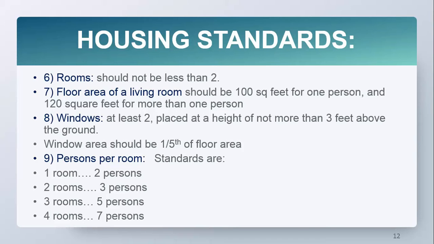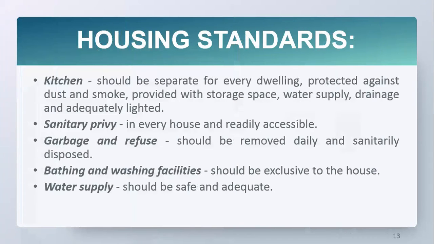Other than these standards, the kitchen should be separate for every dwelling, protected against dust and smoke, provided with storage space, water supply, drainage, and adequate lighting. So that's about the kitchen.